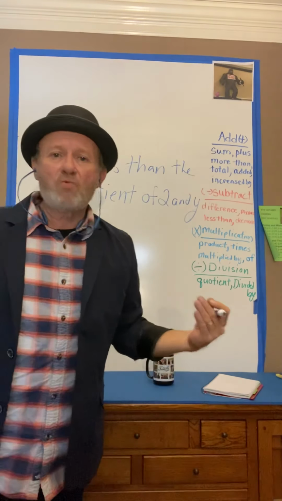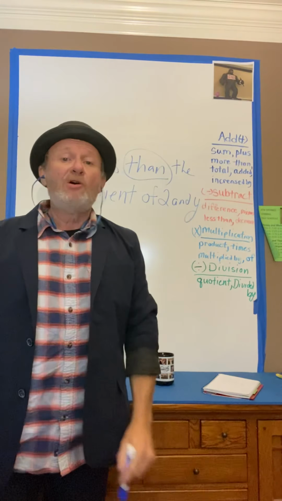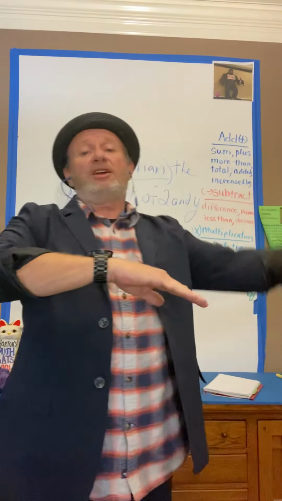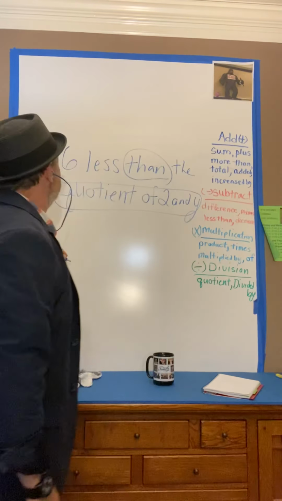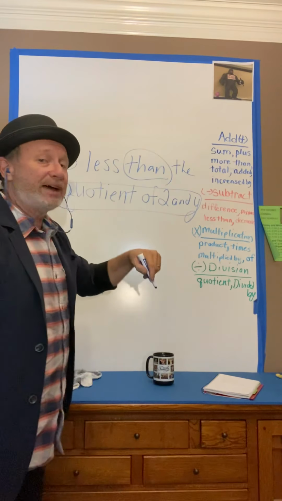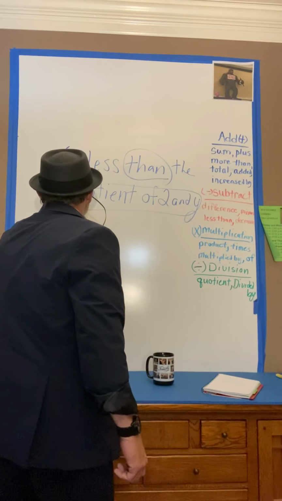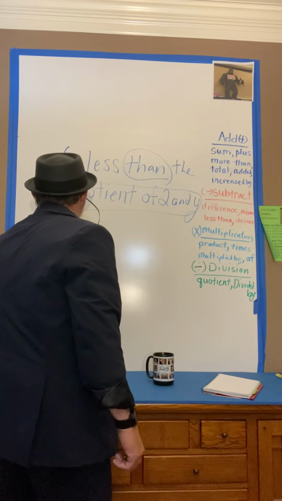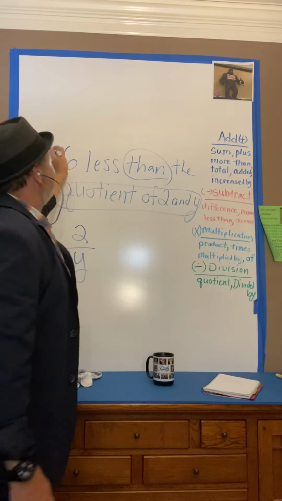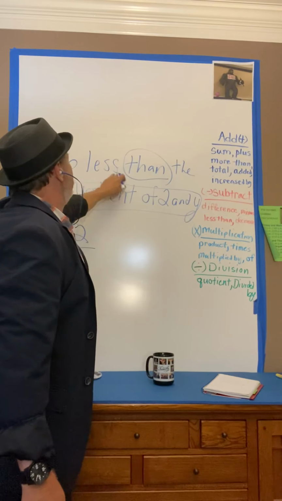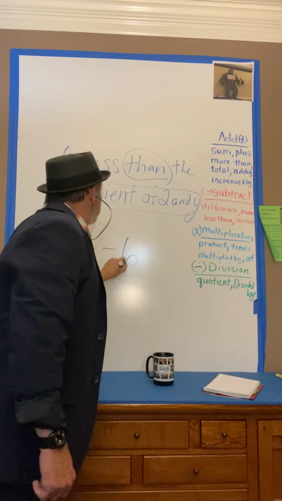What's the most important word there? Than. It's right there. Whenever you see that word than, what's on the back goes to the front, and what's on the front goes to the back. Well, what is the back? The quotient of 2 and y. How do I write that? Well, 2's first, y second, so 2's on top. So the back becomes 2 over y. And then what's on the front goes to the back. So 6 less. Less means subtract. So it would be 2 over y minus 6.